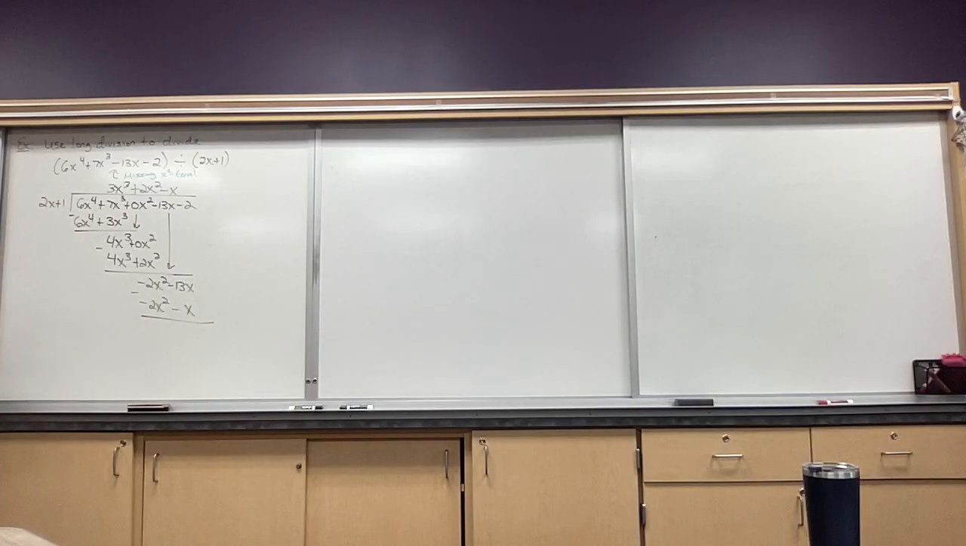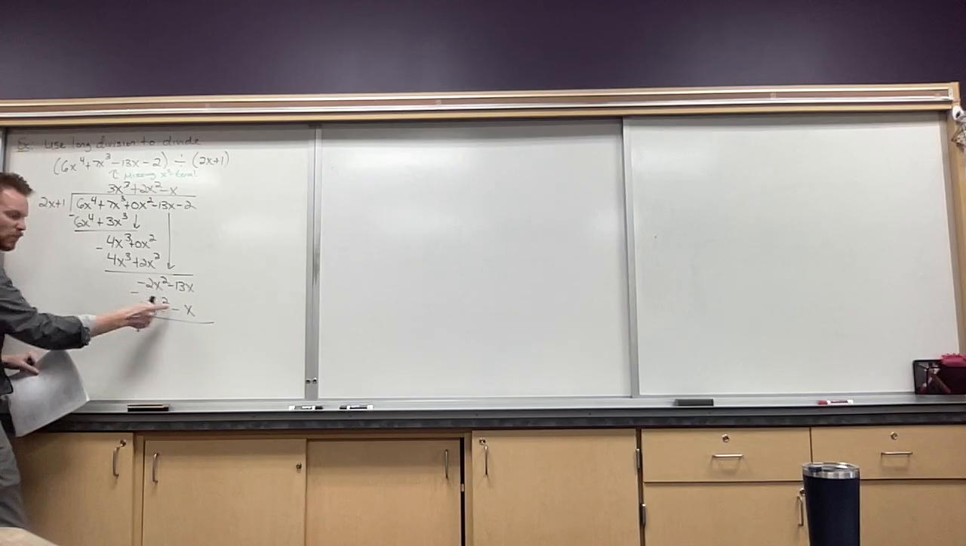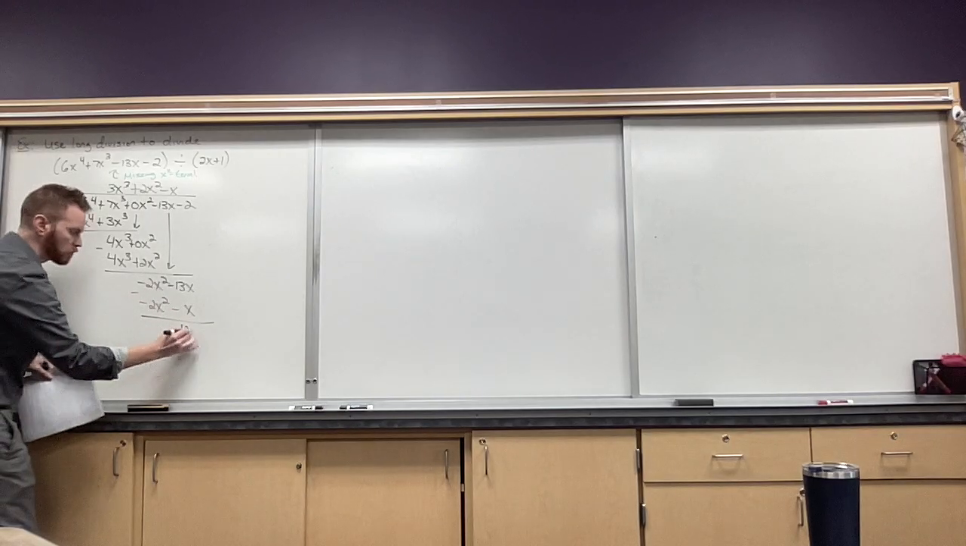So again, you want to match that term. So to match the term, it has to be another negative 2x squared, because when we subtract it, that becomes positive, it cancels out. Okay, negative 13x minus a negative x, so we're adding, so this will be minus a 12x.